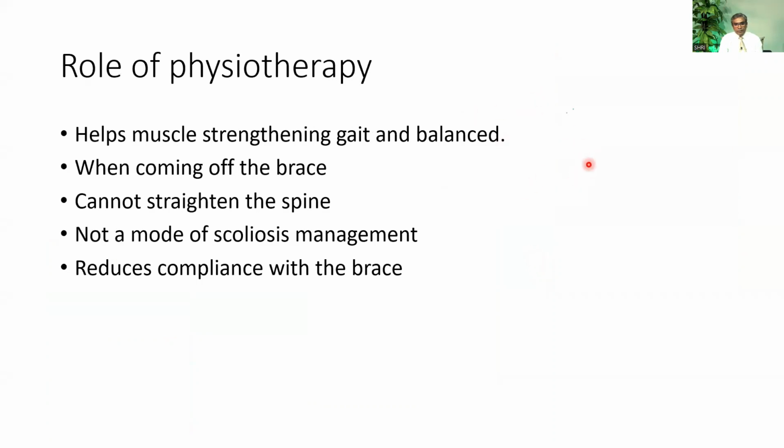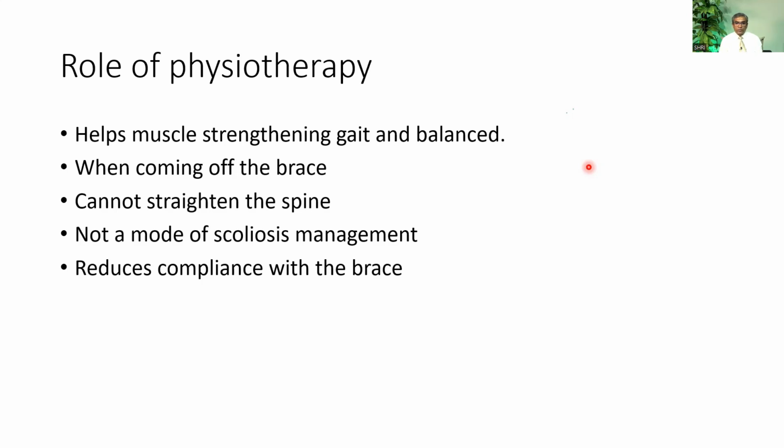Then the role of physiotherapy. Now, this is also something most people get carried away with sometimes. Physiotherapy actually helps muscle strengthening and gait and balance, but is mostly important when the child actually comes out of the brace. Now, as I told you, bracing is only till bone maturity. So once a child has been on a brace for a couple of years, usually the back muscles also become weaker because of disuse. So they cannot be taken out of the brace all of a sudden because the muscles are not going to support them.